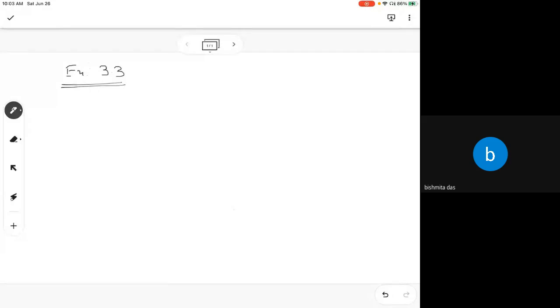Exercise 3.3, substitution method of solving. The first problem is given to you. It is very simple, I think you can solve it. I am going to the fifth problem.